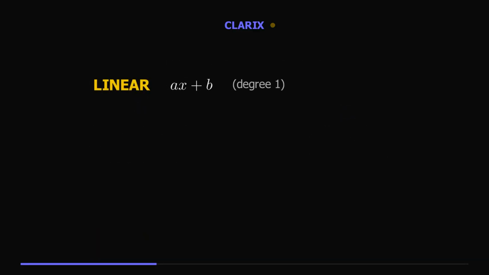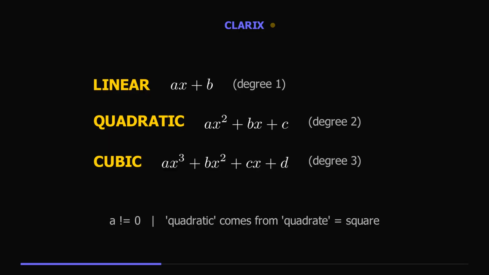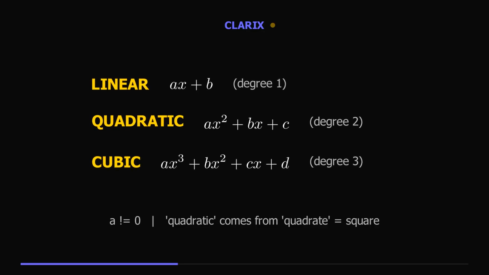We name polynomials by their degree, by their size. A degree 1 polynomial is called linear. Its general form is ax plus b, where a and b are numbers, and a is not 0. Why can't a be 0? Because if it were, the x term disappears, and it's no longer degree 1. Examples: 2x minus 3 or 3 minus 5x.